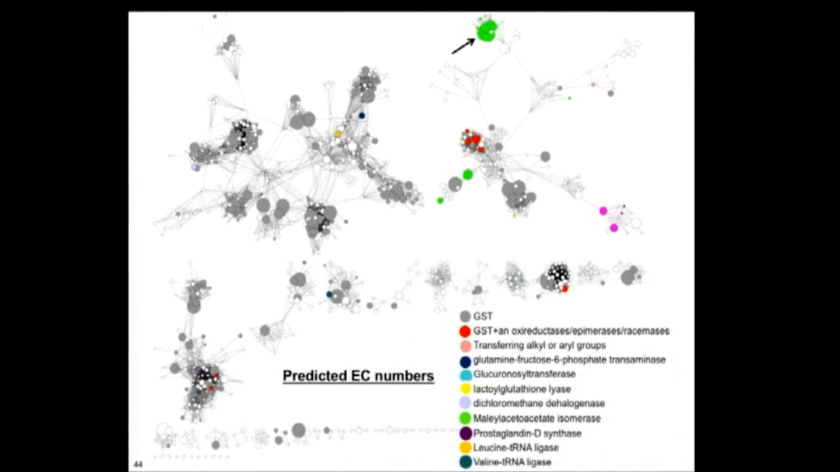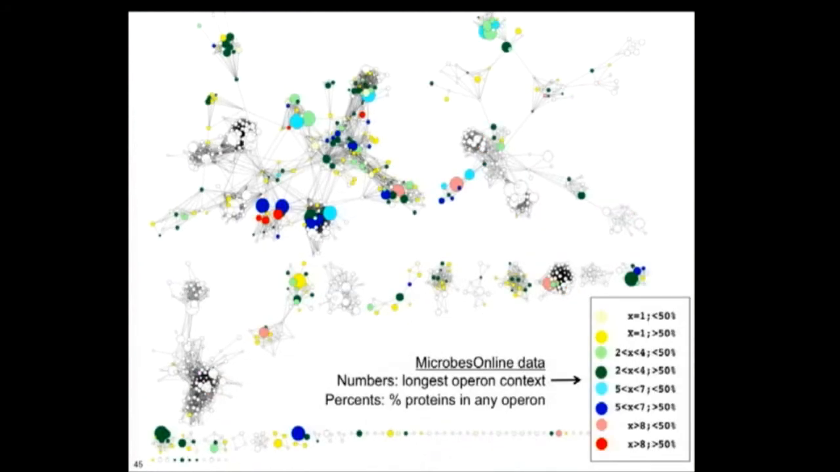This being one of the few, these guys include guys that work in main metabolism as well as a related protein that is involved in the degradation of tetrachlorohydroquinone, which is a really toxic halogenated compound that comes from wood preserving. Here's microbes online data.